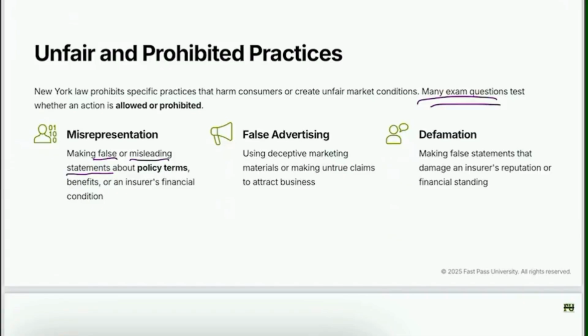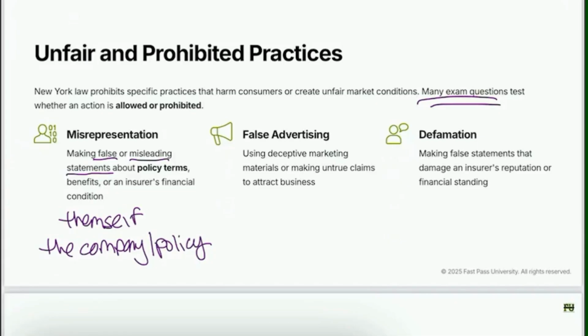Okay. So misrepresentations are usually about the agent themselves or the company or policy that they represent. And it's usually false and misleading good things, right? It's usually talking in an exaggerated, misrepresented way about themselves or the company they work for, the policy. So it's usually lying, saying things are too good. Okay. On the other hand, we're going to skip false advertising for just a second.